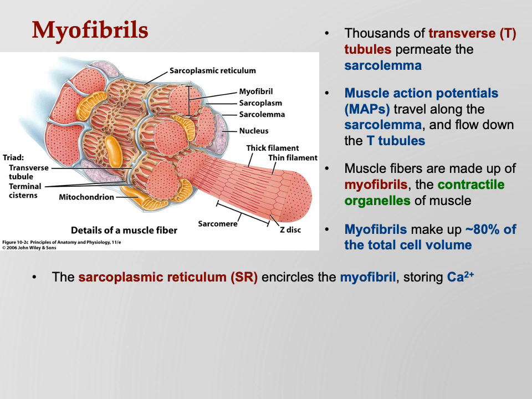Now, the myofibrils are encircled by something called the sarcoplasmic reticulum. So we've seen before endoplasmic reticulum, both smooth and rough. Reticulum, the Greek root word ret, means a net.